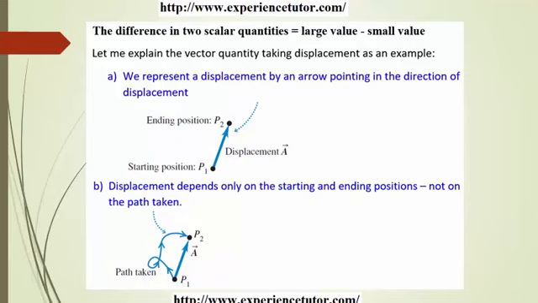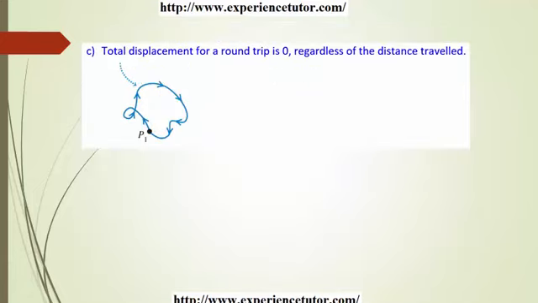B. Displacement depends on the starting and ending position, not on the path taken. In the below figure, path taken is long, but displacement is the shortest distance between P1 and P2. C. Total displacement for a round trip is zero, regardless of the distance traveled. In the below figure, we can see the displacement is zero.